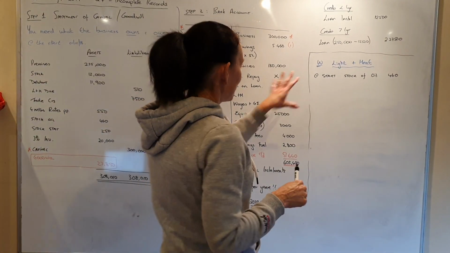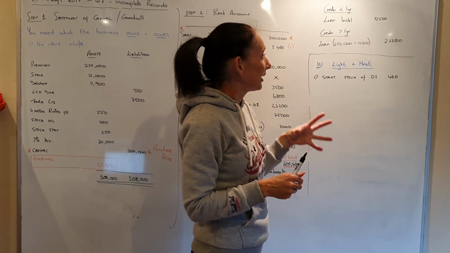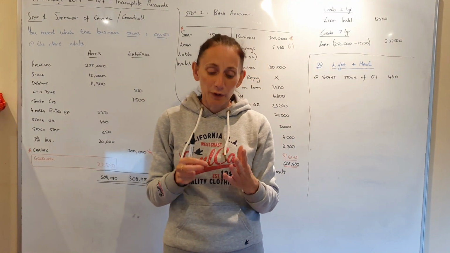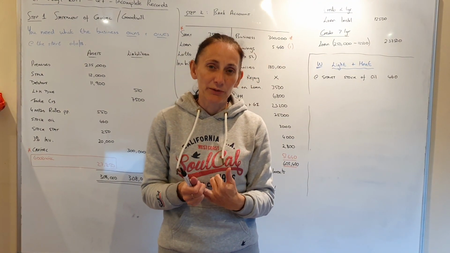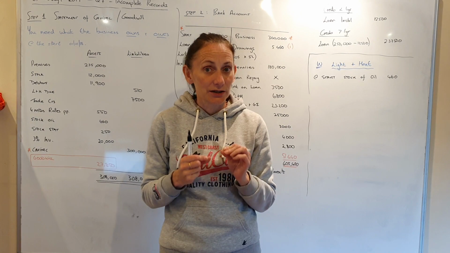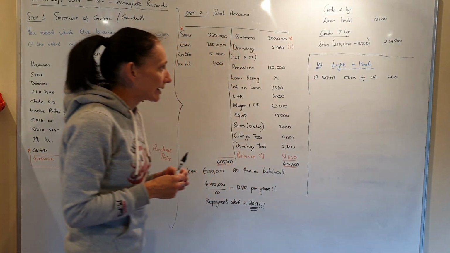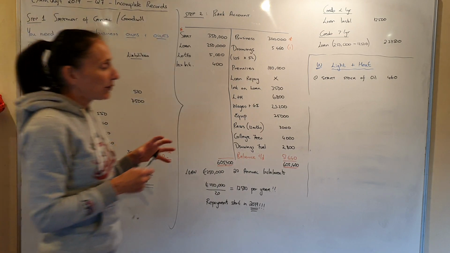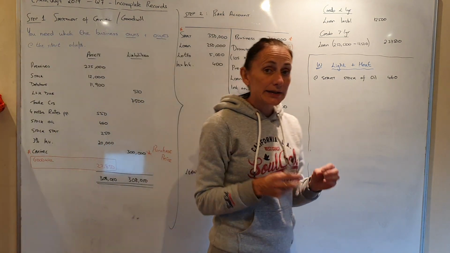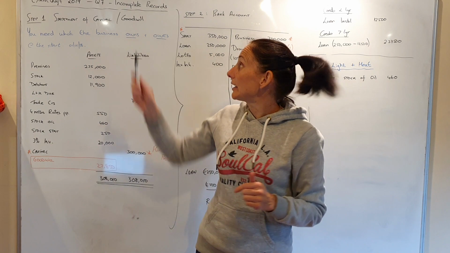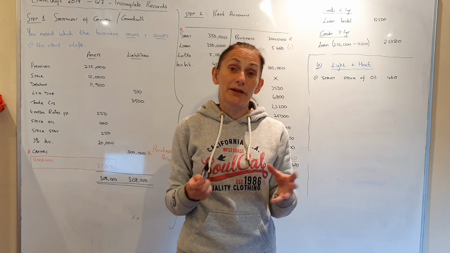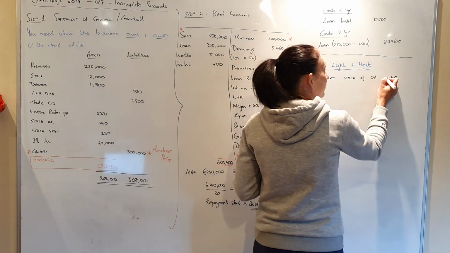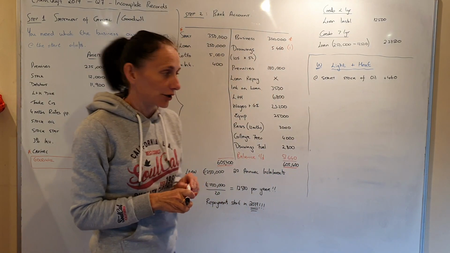Okay, I can't remember what number working I'm on, but you can number them yourselves. I'm going to do light and heat now. Watch the expenses in the incomplete records. Expenses carry a lot of marks. Okay, I'm going to do light and heat. So looking at the start, there was stock of oil 460. Now what you have to say to yourselves is, is that going to be used in 2018 or not? If there's oil there at the start of the year, yeah, definitely will be used in 2018. So I'm going to include it.